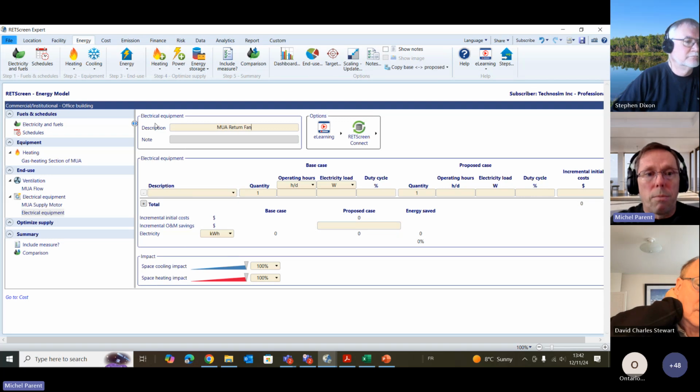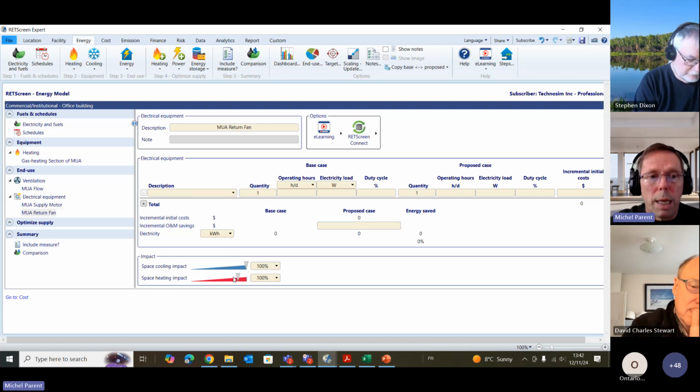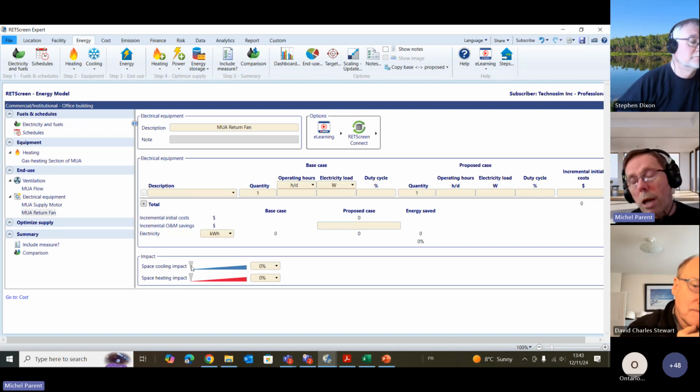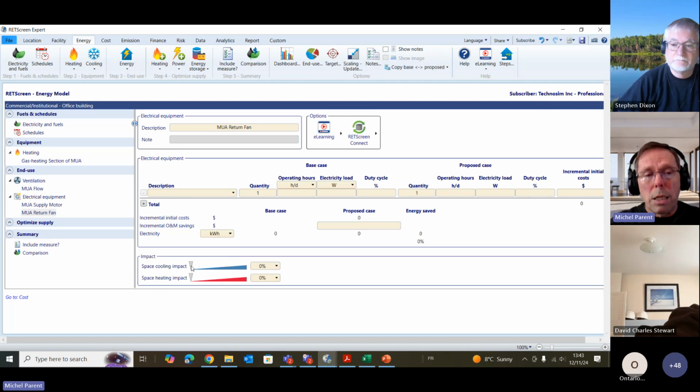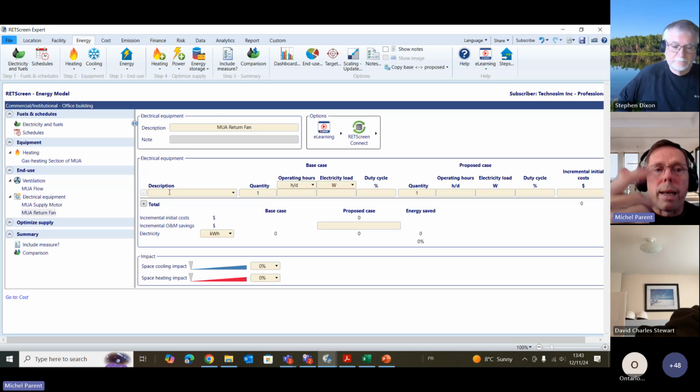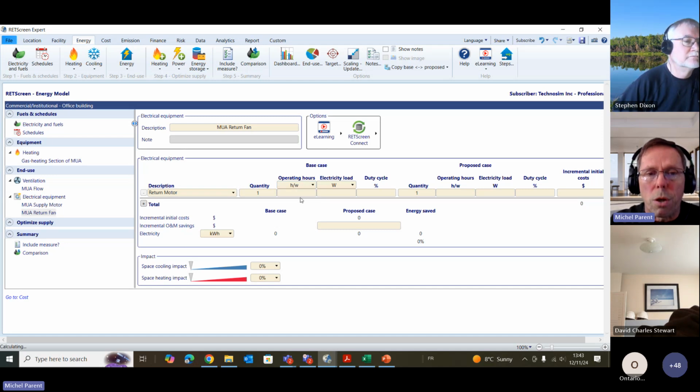And the only reason I'm doing this is now I can put that space heating impact. And if there was cooling, I would put the space cooling impact to 0 because it's a return, or actually in this case, it's an exhaust. So it has no impact on heating and cooling. So you do have to define 2 separate elements. If it was the same heating impact and cooling impact, you could just have clicked on plus and defined the return motor right here. Actually, I should have said exhaust. Sorry about that. It should be exhaust rather than return.